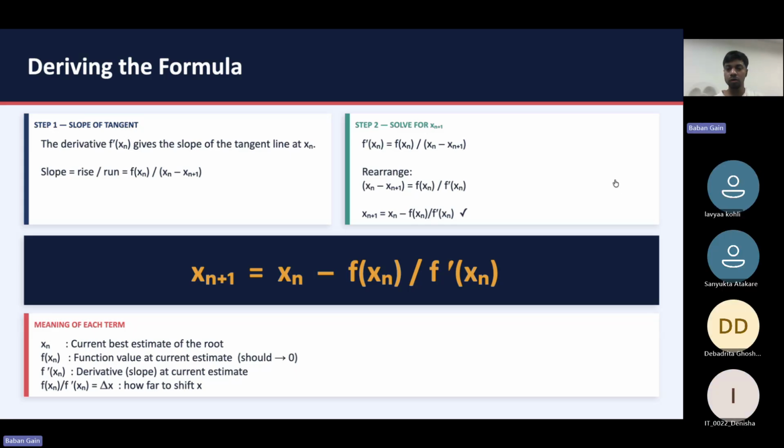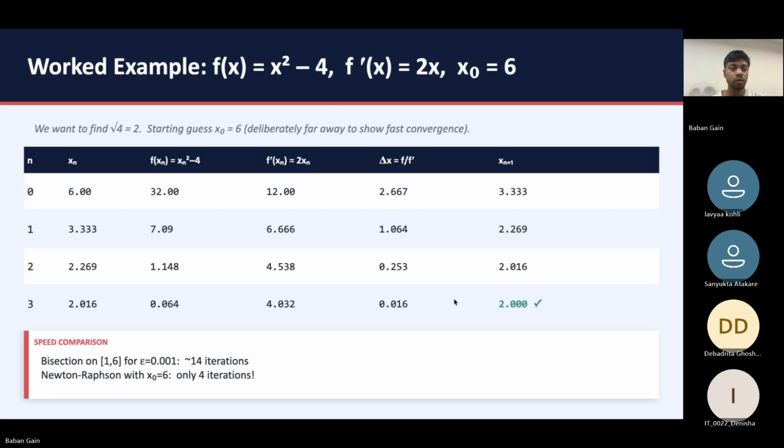Okay, so these parts I have already discussed: xn minus f of xn divided by f prime xn. So let me go to the coding part right now.